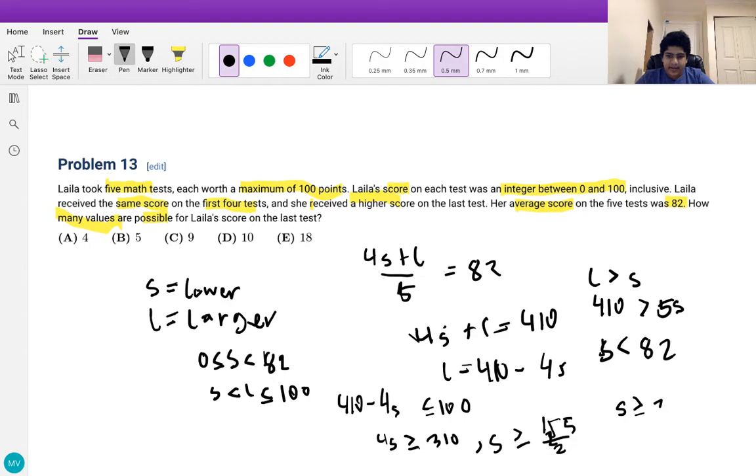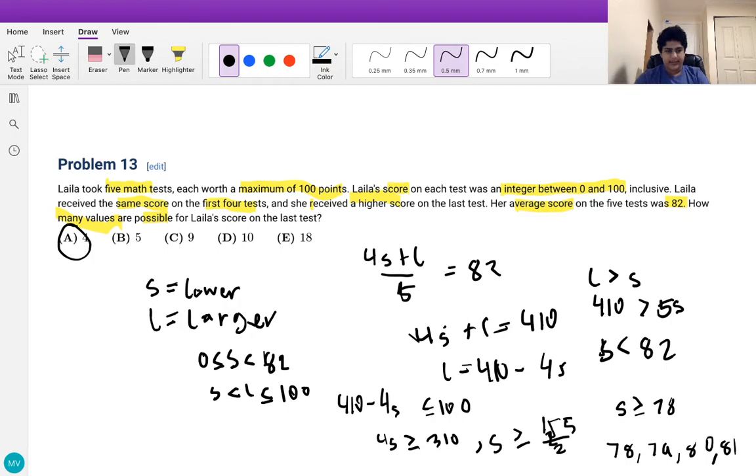Thus we know that S can be equal to 78, 79, 80, or 81, since 82 is not less than 82, giving an answer of 4.